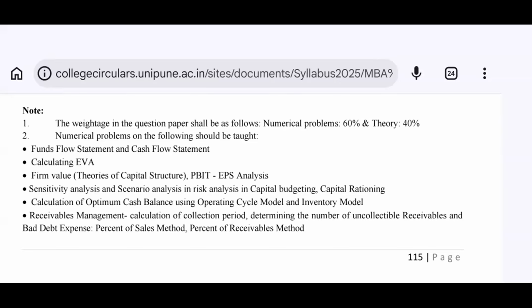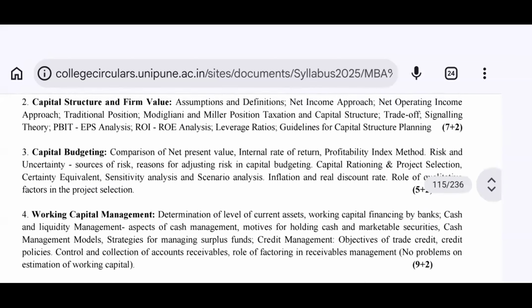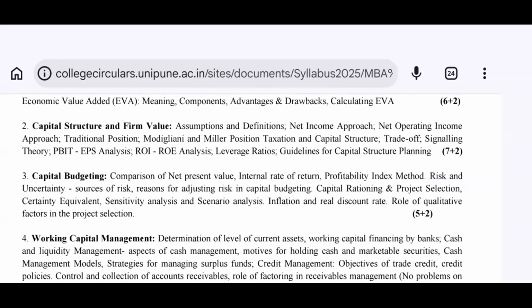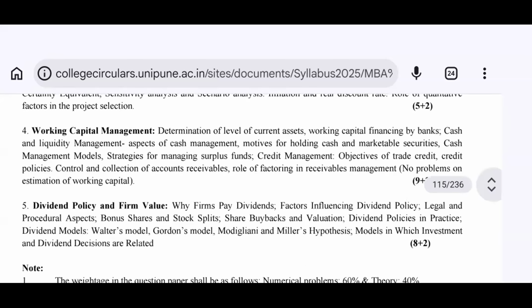The second numerical is theories of capital structure. Normally here they mention PBIT and EPS analysis, ratio analysis, return on investment analysis and leverage. Here they have specifically given that the leverage ratios are not for numericals, only PBIT, EPS, ROI and RE. So how the firm value is decided based on profit, how the firm value is decided based on its returns, all these things are analyzed in this syllabus.